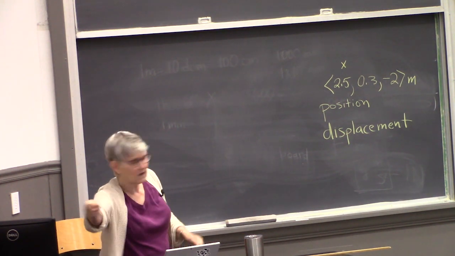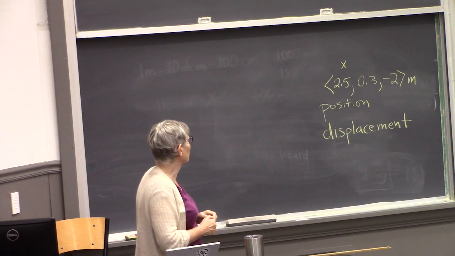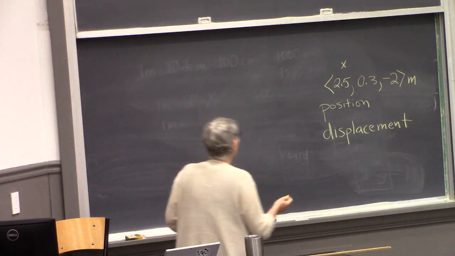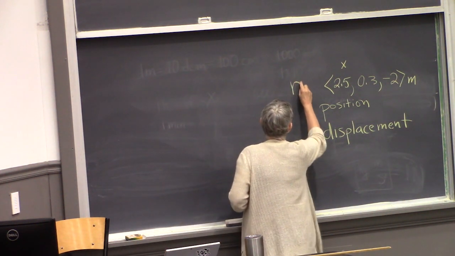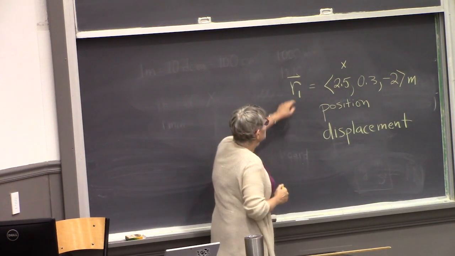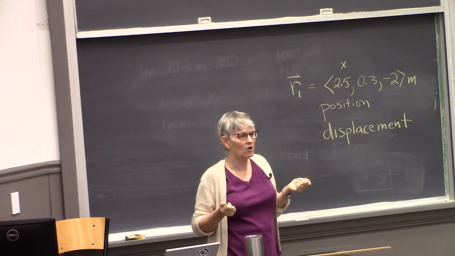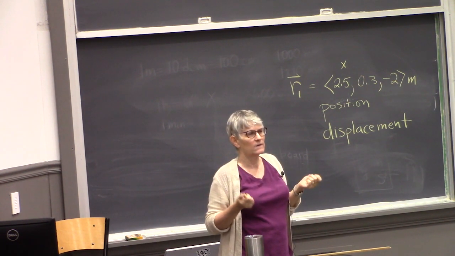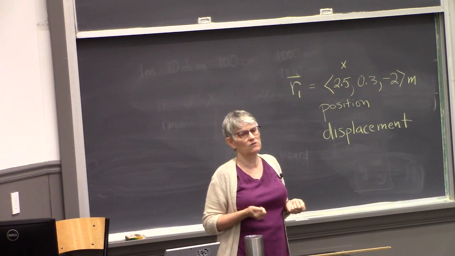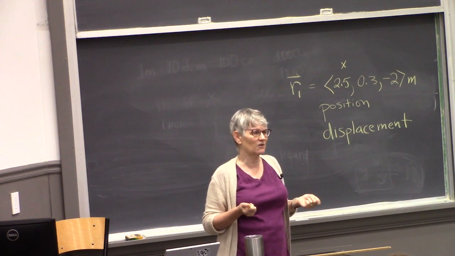So if we imagine an arrow going from here to there, that's that vector. We often call a position vector r, so we'll call this r1. To distinguish a vector from something that's not a vector, we write an arrow over it. This is an important notational convention, and if you're sloppy about it, you'll probably confuse yourself.